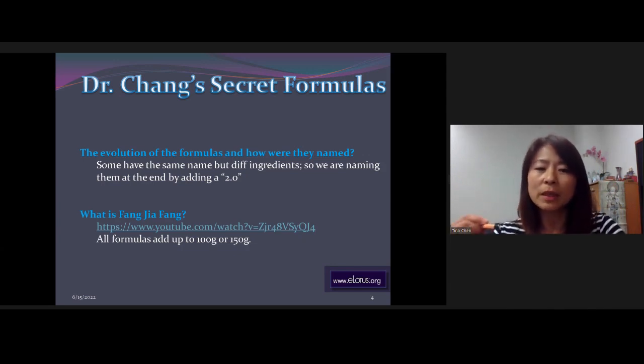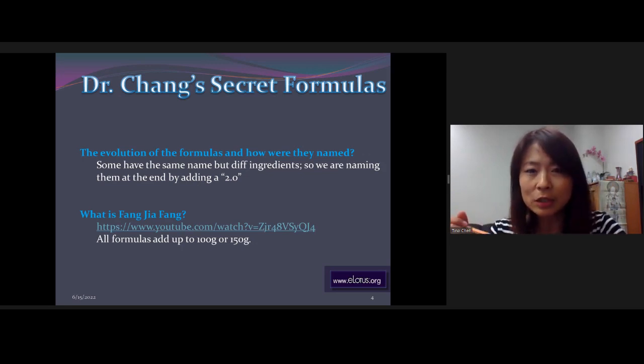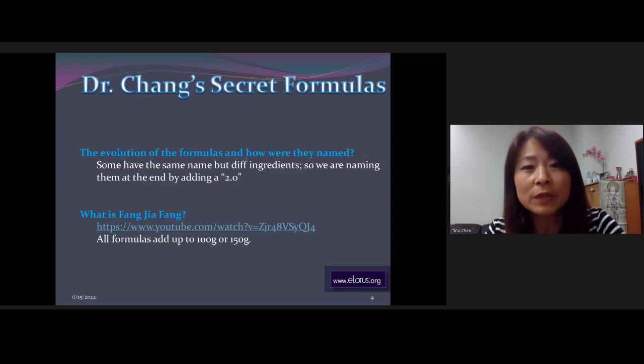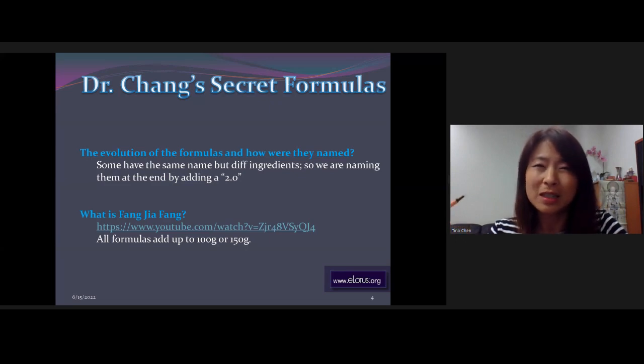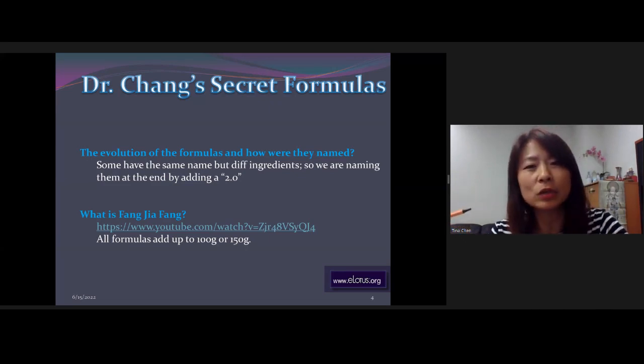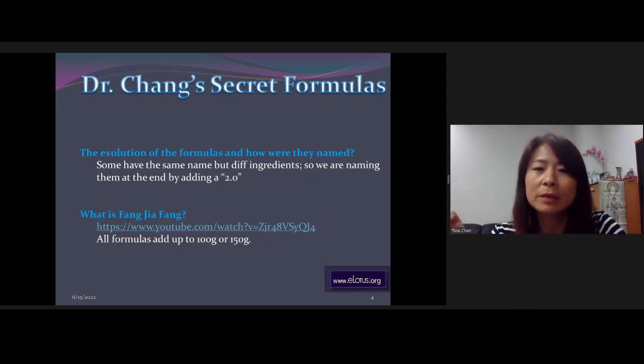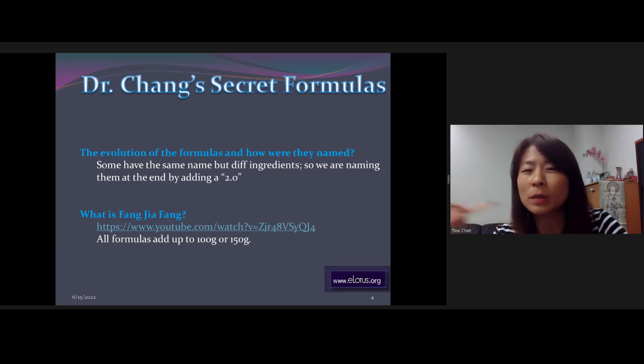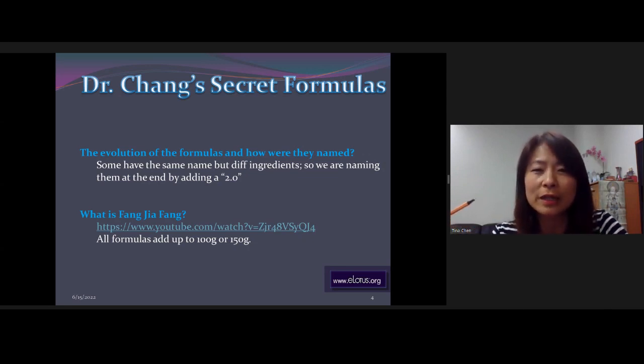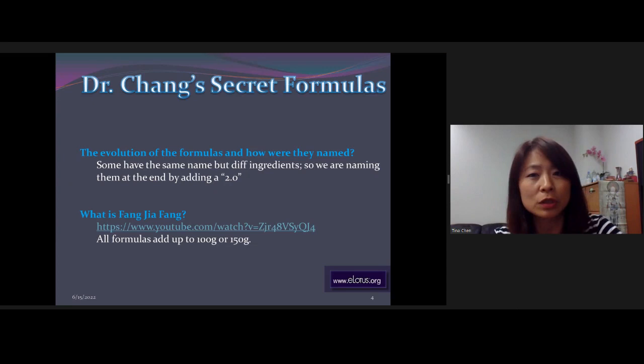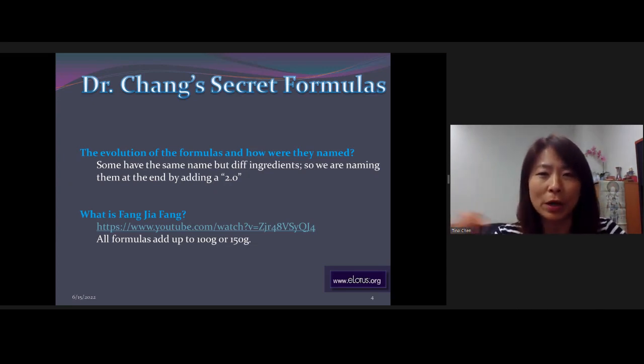Okay, so all the formulas used to add up to 100 grams. But Dr. Chang likes to do 150 grams now, because most patients come from afar. And also, if you do 150 grams, the patient will see better results, because it's a little bit longer, right? Most of the time in one bottle, you won't see too much of a difference unless you're treating something like a sore throat, in which the next day or in 2 days, you should see something already. But for most chronic disorders, if you give them 150 grams, you should see better results. Then when they come back for a reevaluation, you know how to modify the formula better. Okay, next slide, please.